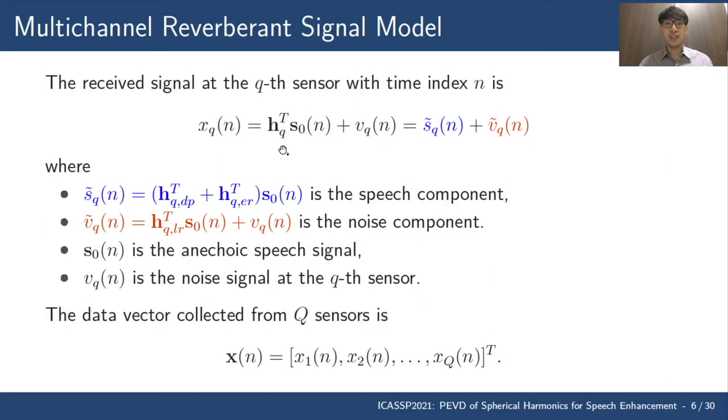Using the reverberant channel model, the received signals X can be decomposed into the speech components in blue, which comprises the direct path and early reflections, as well as the noise component in red, which consists of the late reflections and additive noise components. Across Q sensors, the data vector is written as the following.